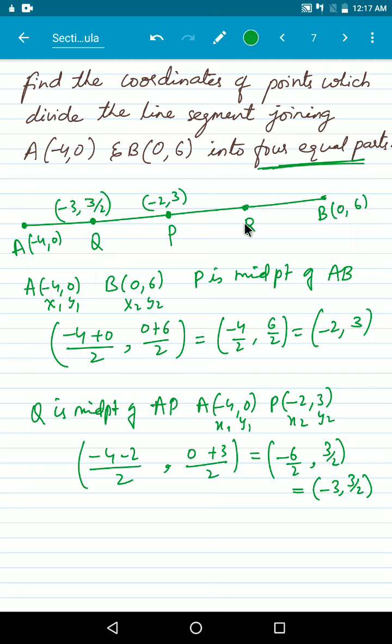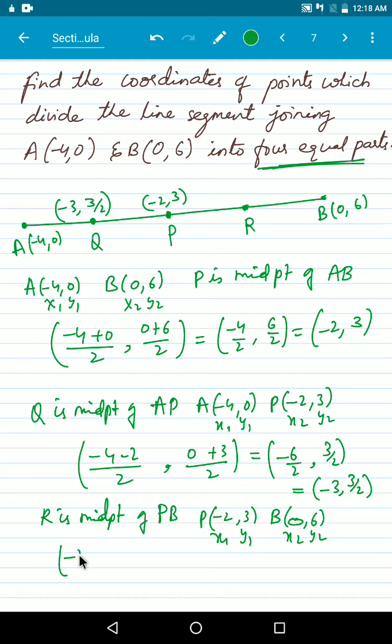Similarly, we need to find the R value. Okay, R is the midpoint of PB. So P value is how much? -2 comma 3 and B value is 0 comma 6. So this is x1 y1, this is x2 y2. Addition of x values, -2 plus 0 by 2 comma 3 plus 6 by 2. So -2 by 2 is -1, and this is 9 by 2. So -1 comma 9 by 2 are the coordinates of R.